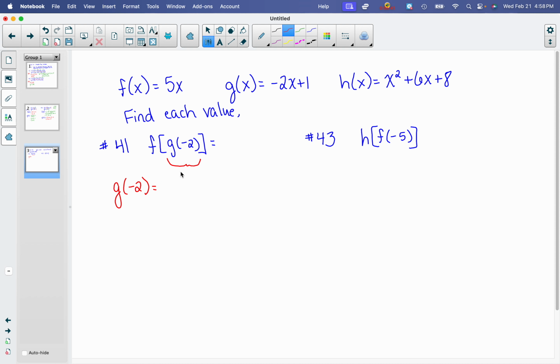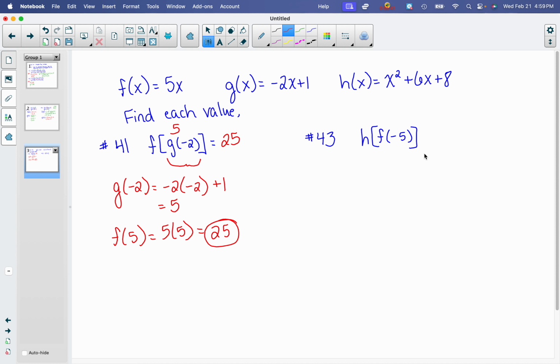So I plug in a negative 2 in place of the x, oops, I guess it would help if I put a -2, plus 1. So -2 times -2 is +4 plus 1 is 5. So this whole thing here becomes a 5. And now I have to evaluate f of 5. So I plug a 5 in here. I get 5 times 5 is 25. And this is my answer to the problem. So it's a two-step part. You're just going to plug it into the inside function first, get your answer, take that answer, plug it into the outside function.